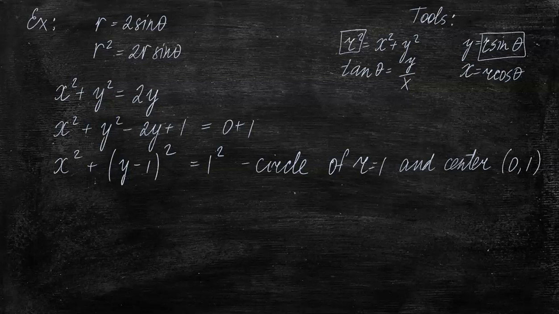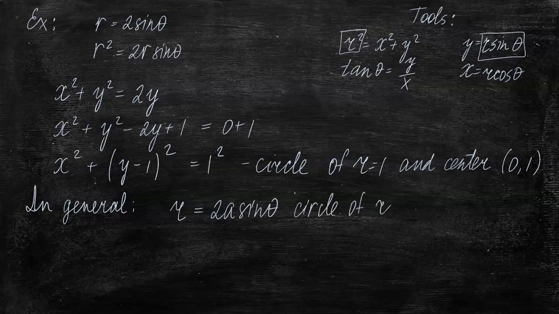So in general, again, we can do this practice, but in general it should be easy to observe that any equation in the form r equals 2a sine theta will produce a circle of radius a and center at (0, a).